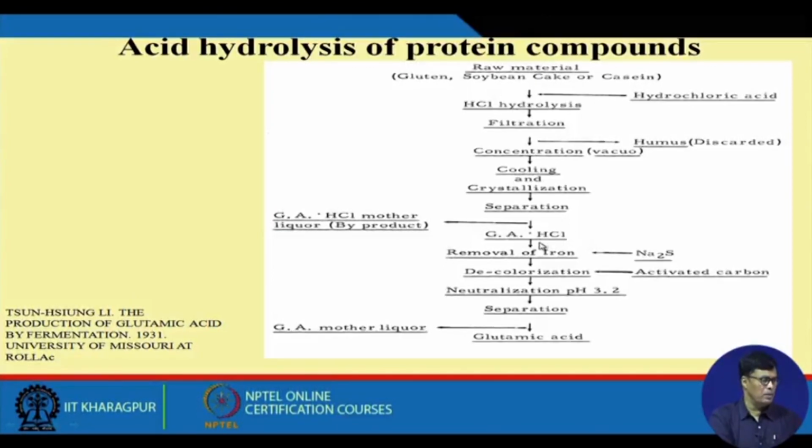In the HCl mother liquor, you can make a solution, then add sodium sulfide for removing the iron. Then we add activated carbon to remove the color, and then we adjust the pH to 3.2, and then we separate the glutamic acid from the glutamic acid mother liquor. That is how it is done.